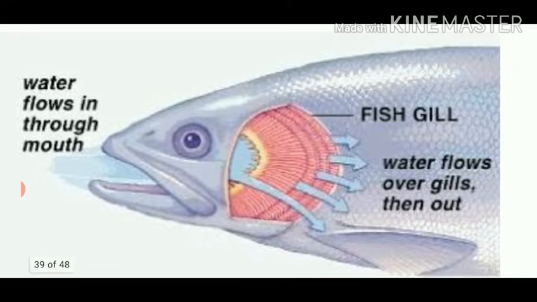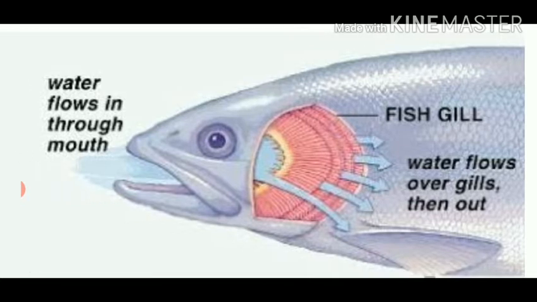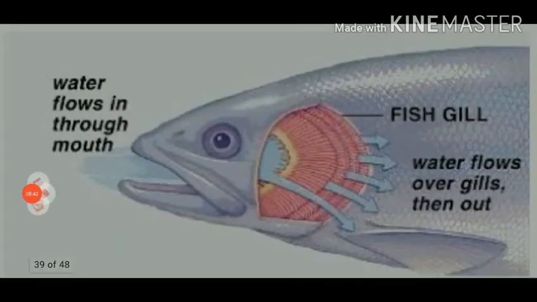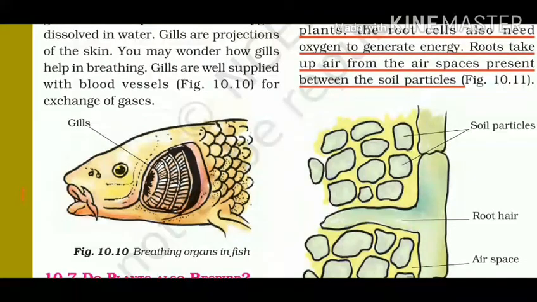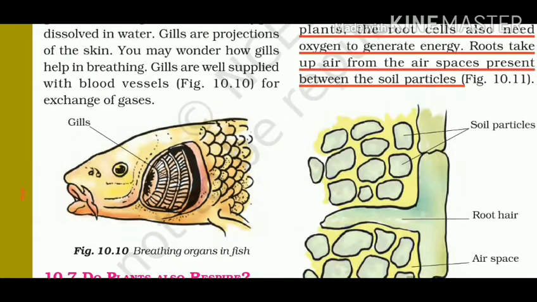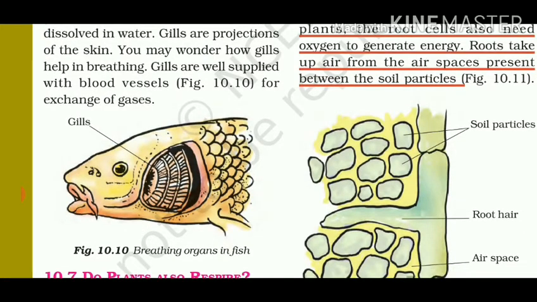The oxygen dissolved in water is extracted by the gills and is absorbed by the blood. This is how oxygen is carried to all the parts of fishes for respiration, and the carbon dioxide produced during respiration is brought back by blood to the gills and is expelled out into the surrounding water.